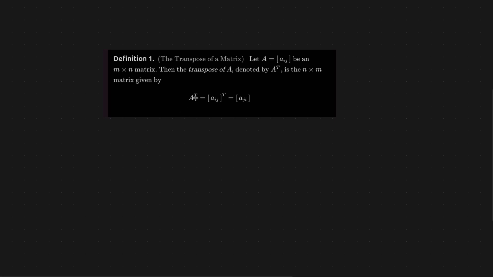Okay, so the transpose matrix, every element Aij is now the element Aji. That is, the same element that was in row i and column j is now in row j and column i. Okay, so the column became the row, and the row became the column.